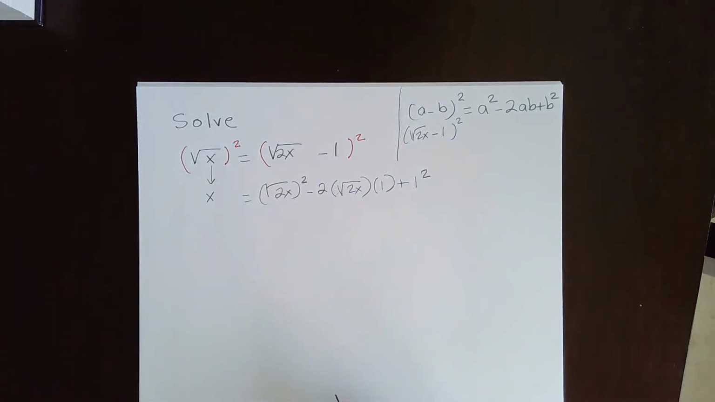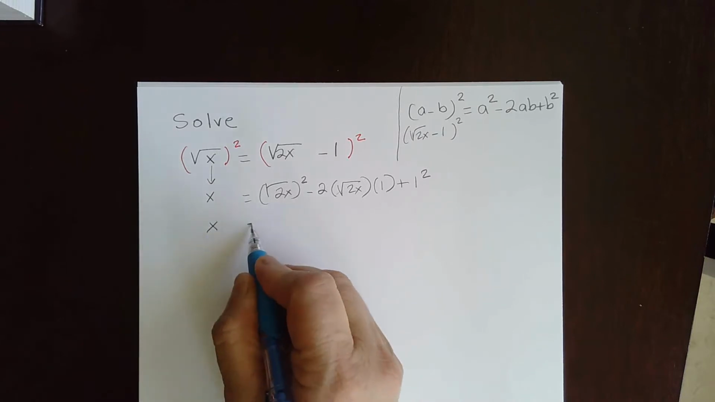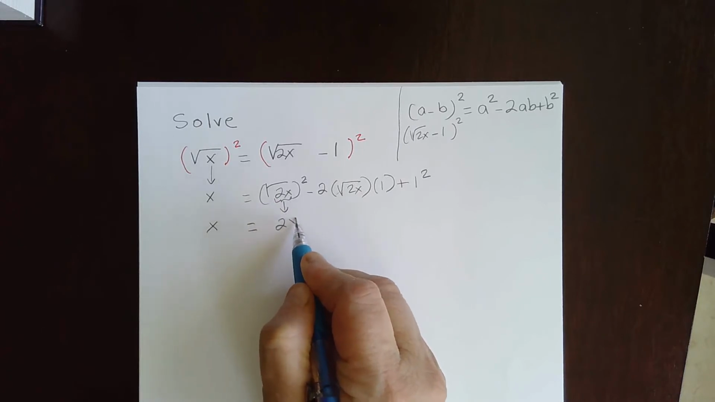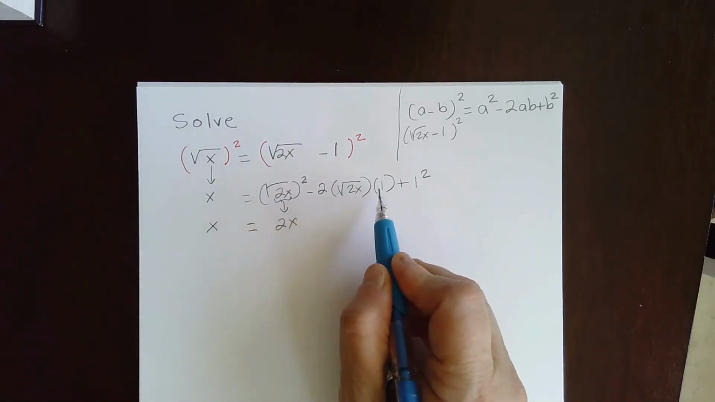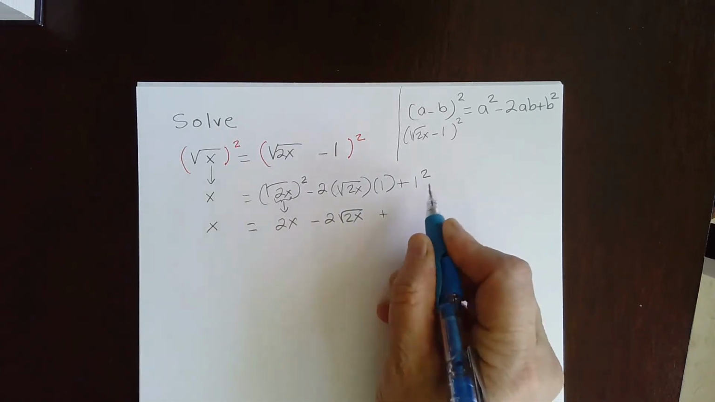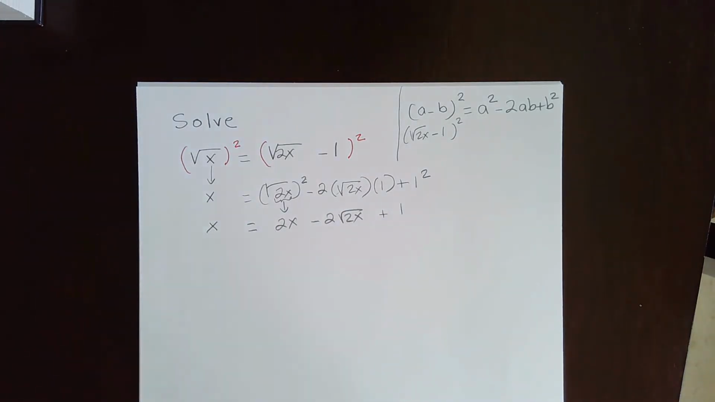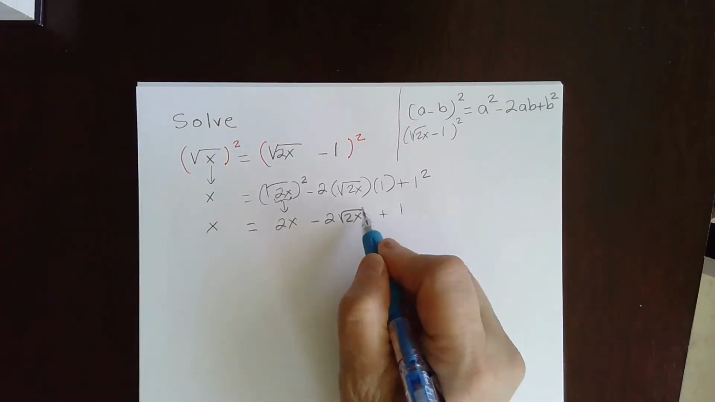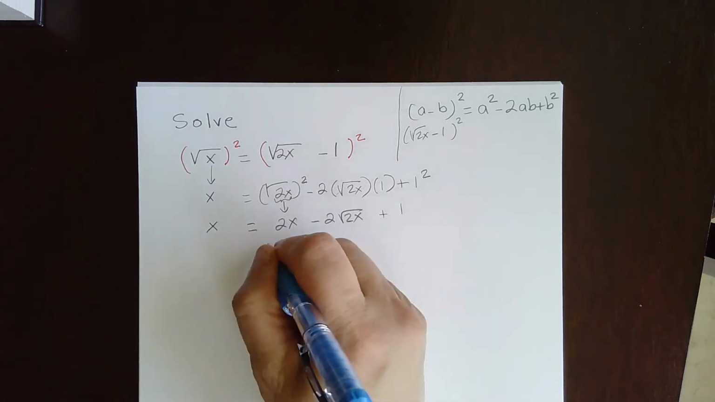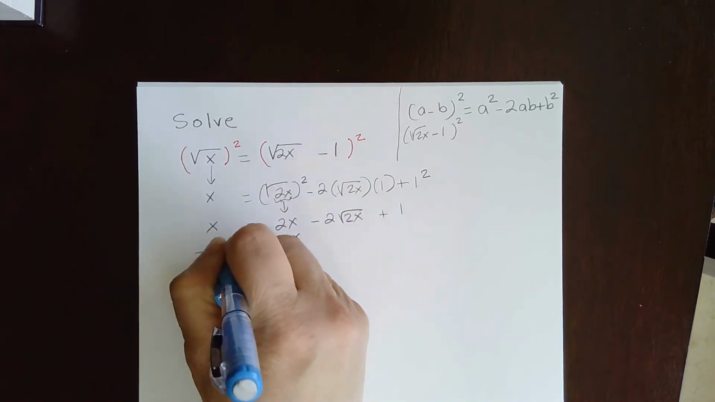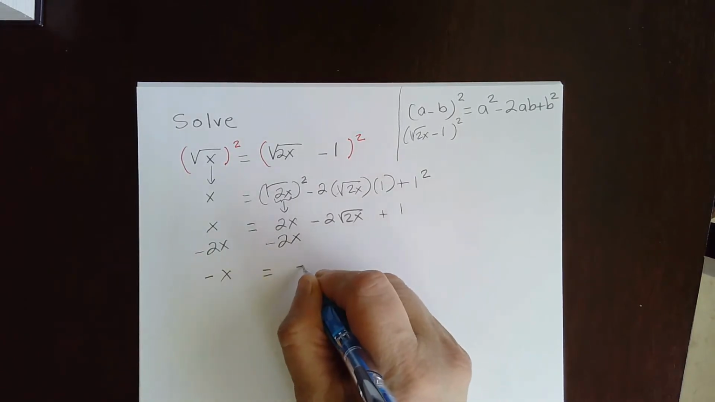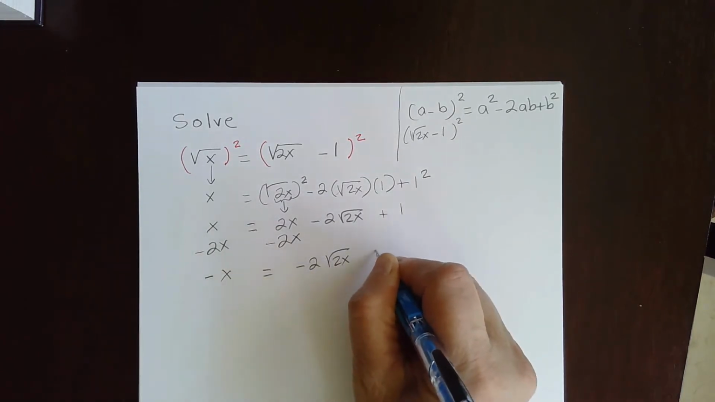Now simplifying this, we get x here equal to, the square cancels the square root, 2x comes out. And here negative 2 times 1, that's negative 2, square root of 2x, plus 1 squared, that's 1. Now I still have a radical in the equation, so I need to isolate this. So I need to take these two to the other side of the equation. So subtracting 2x on both sides, x minus 2x, that will give me negative x, equal to negative 2 square root of 2x plus 1.